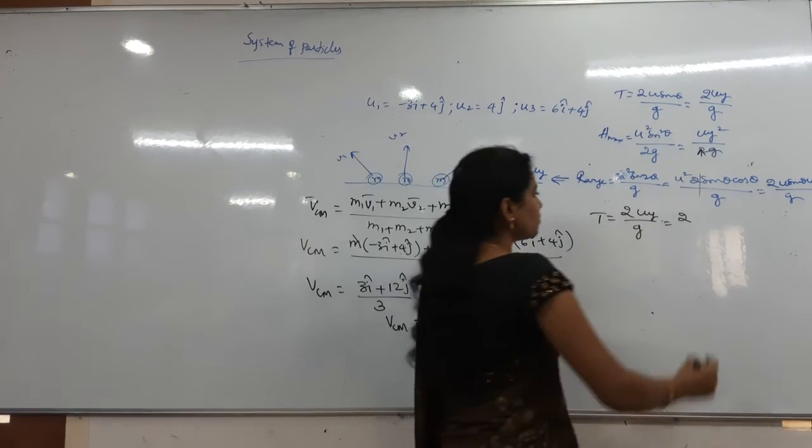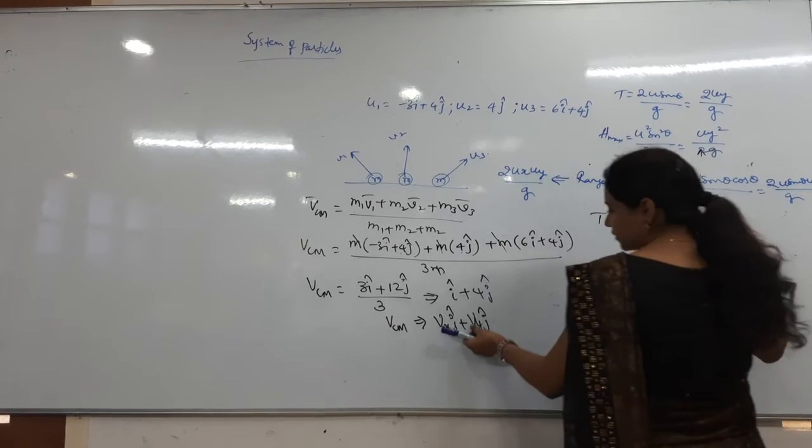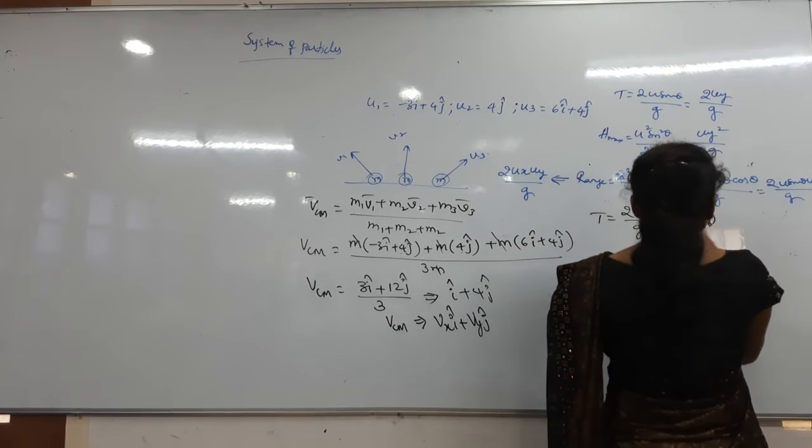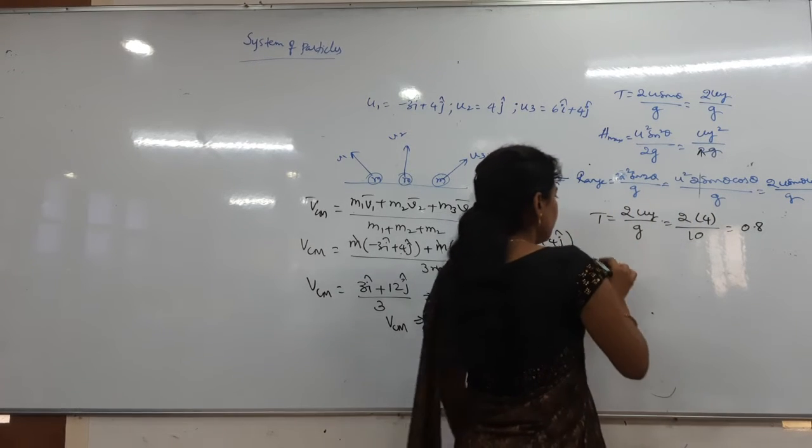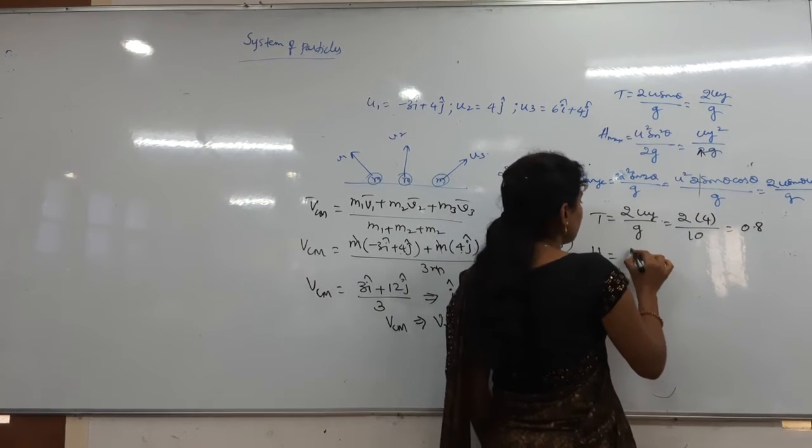Then t is equal to 2uy by g. What is the velocity in the y coordinate? 4, divided by g, which is 10. Obviously, this will be how much here? 0.8.